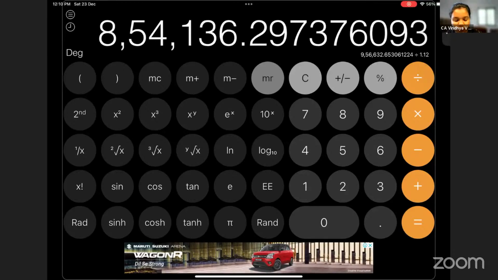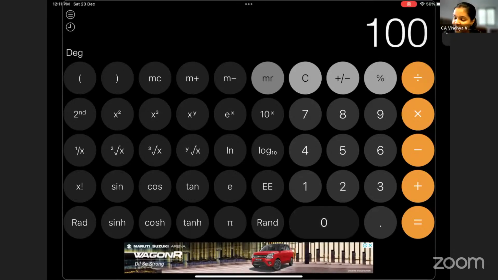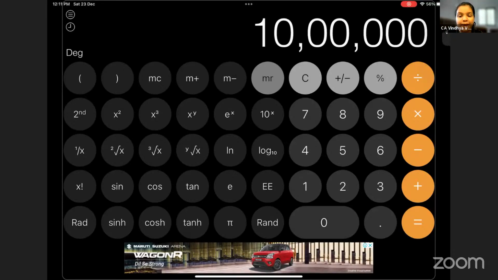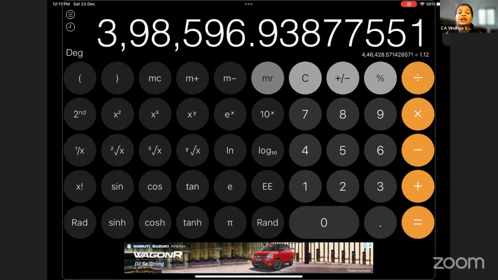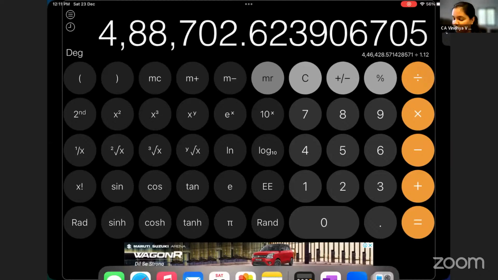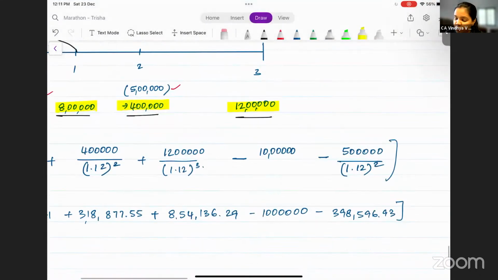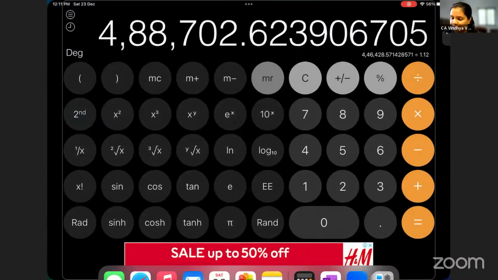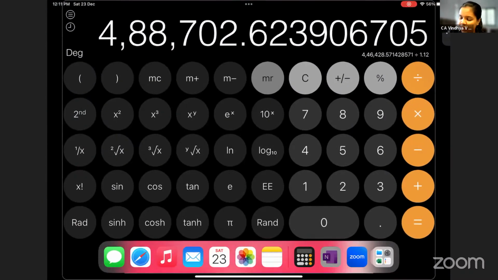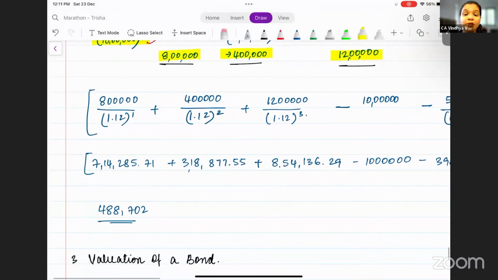M plus. Next you have 10 lakhs, so press 10 lakhs in the calculator and consider it as M minus. Next you have 5 lakhs, 5 lakh in the calculator divided by 1.12 to the power 2, so is equal to twice. Now M minus, because that is outflow. Once you're done with all the totals, you have to press MR. That is recollection of the memory that you have, which means you'll get the answer as 4,88,703. Which means that the net present value is positive.